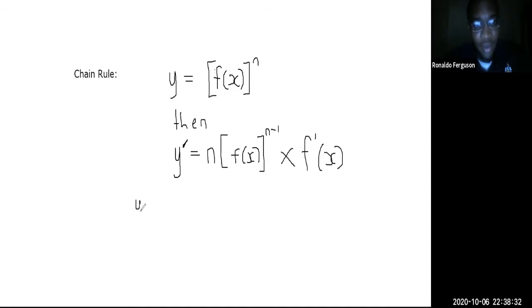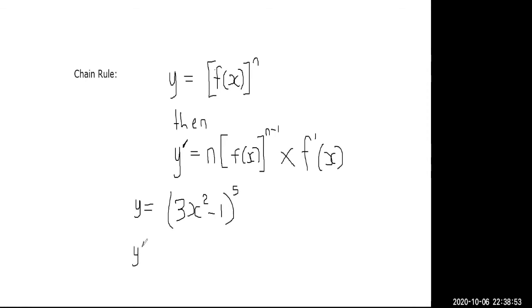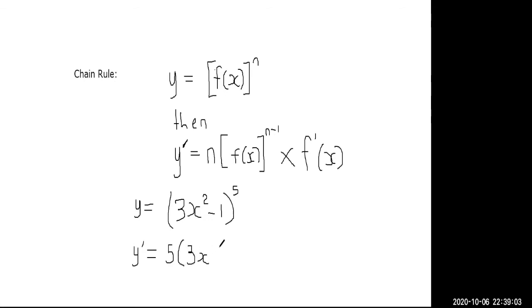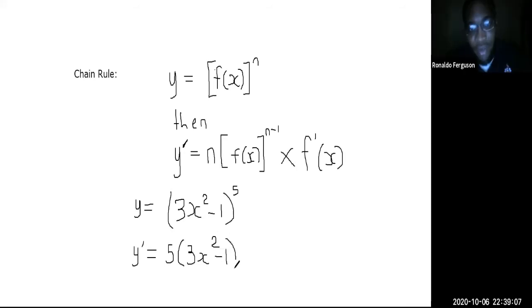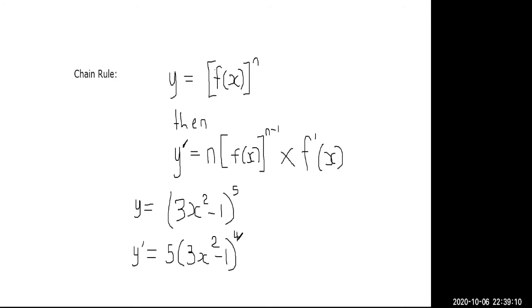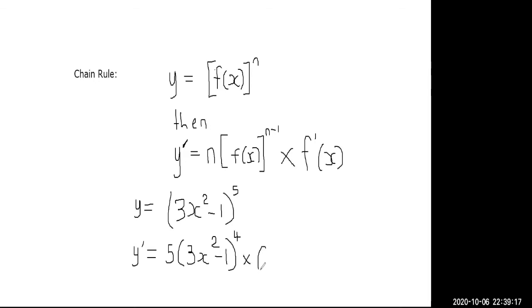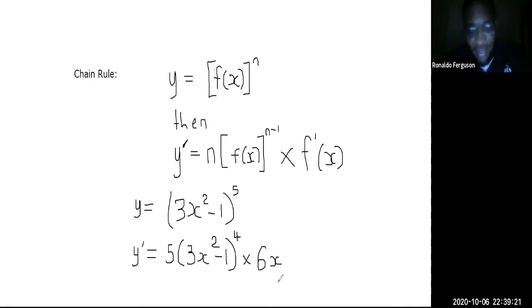So let's say y is equal to (3x squared minus 1) raised to the 5th power. How would we differentiate that? The dy by dx, or y prime, is equal to 5 times (3x squared minus 1) raised to the power of 4, multiplied by 6x.